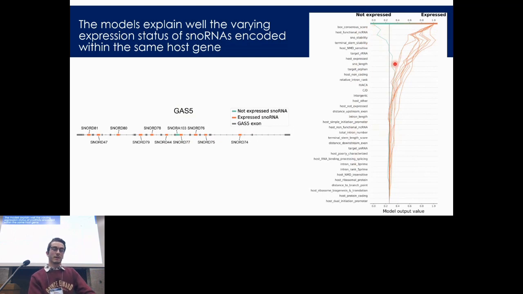You can see that for the not expressed snoRNA, it's basically predicted as such because it has poorly conserved motifs and also an unstable secondary structure and unstable terminal stem. Whereas conversely, the expressed snoRNAs are all predicted as such because they have conserved motifs and also a stable terminal stem.